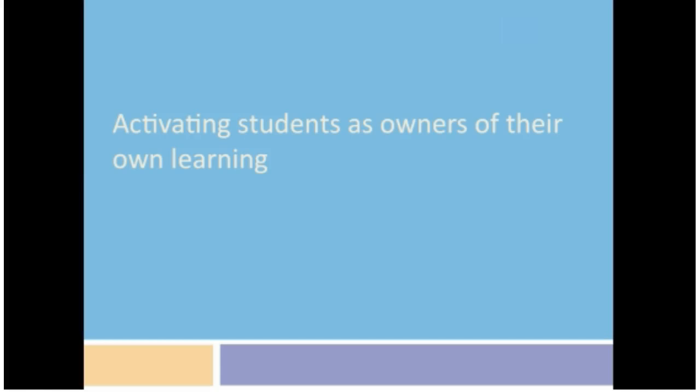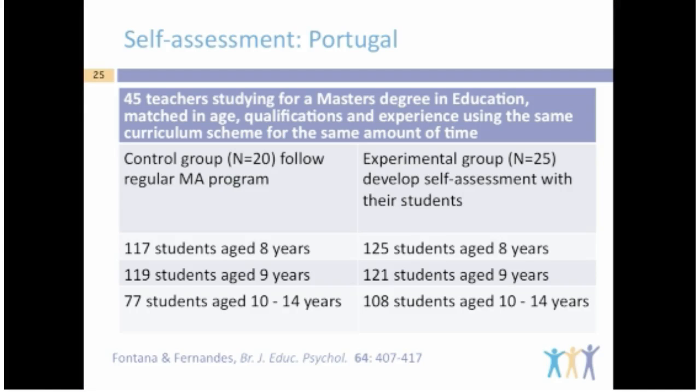And finally, the fifth strategy, activating students as owners of their own learning. And this is quite an interesting study because, again, it was very well controlled. 45 teachers who were studying for a master's degree in education in Portugal were matched in terms of age, qualifications, and experience. They were also using the same curriculum scheme for the same amount of time. Half of them, or slightly less than half, just follow the regular master's program. But half of the students on this master's program followed a special program where they developed self-assessment skills with their students.